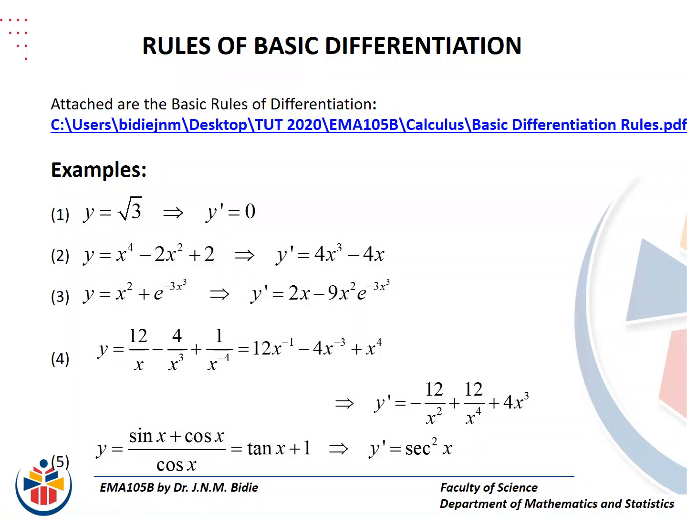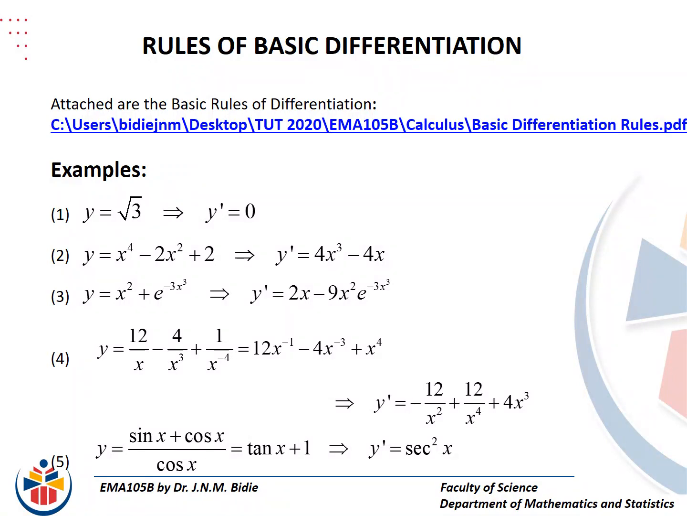Rule 2 says the derivative of c times x is equal to c. At the same time, rule 3 says the derivative of x to the power n is nx to the power n minus 1. So therefore, we can find the derivative of that function given to us, which is a polynomial, in number 2.